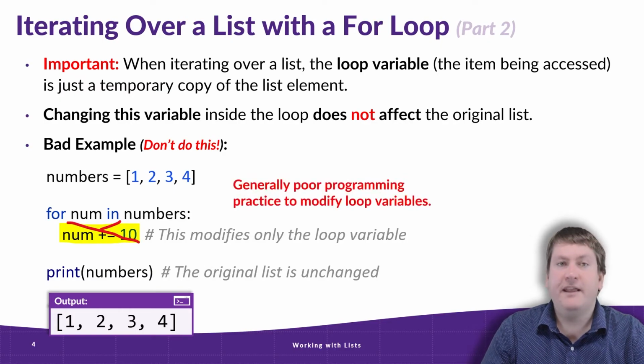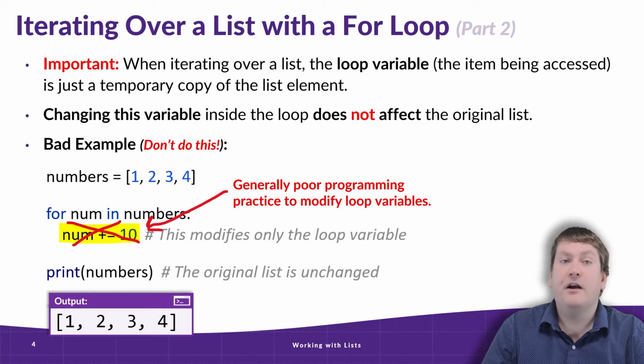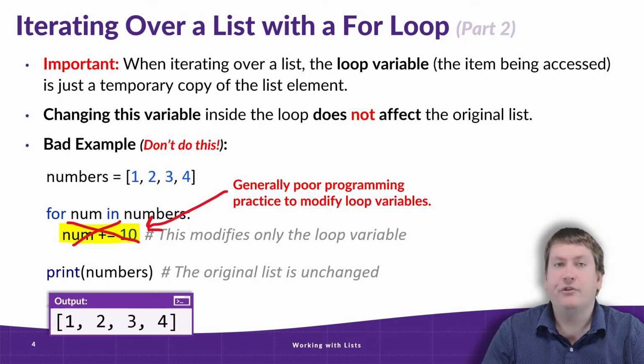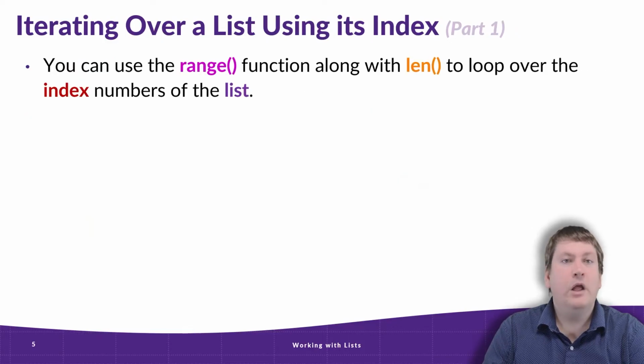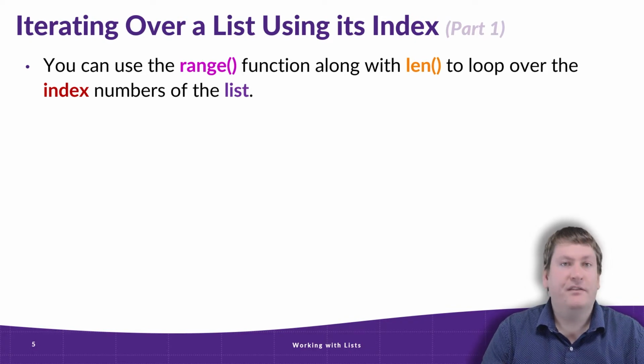So please keep in mind that it's generally poor programming practice to edit the value of a loop variable. This usually isn't what you want to do, and it could be the sign that this is a bug in your code. It also makes it hard to understand and read your code, so try to avoid this if you can. So this raises the question, how can we loop over the indexes of a list rather than the values, so we can actually edit them or manipulate them in some way?